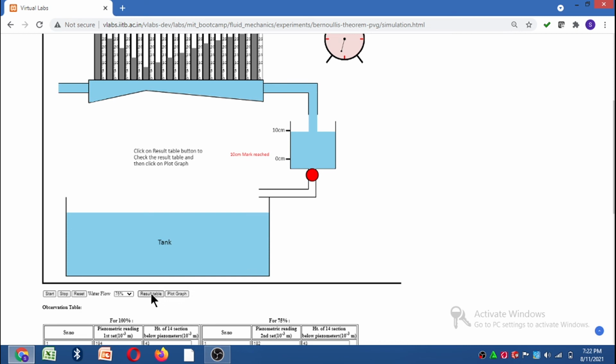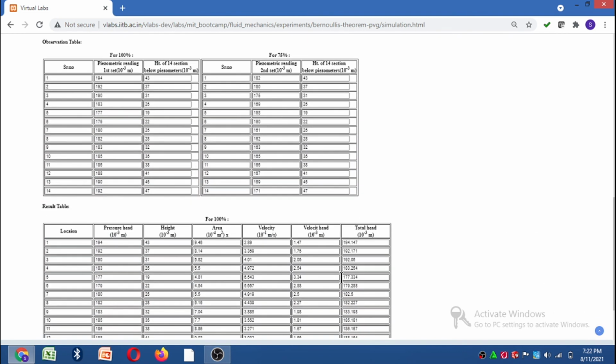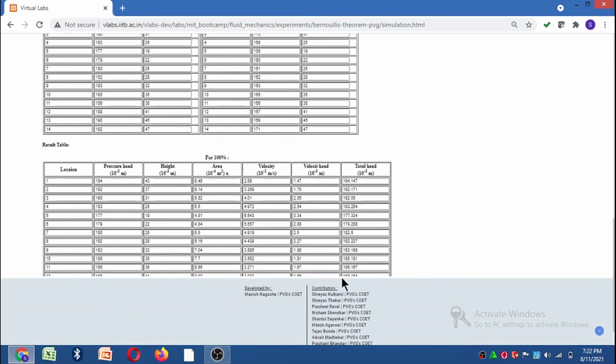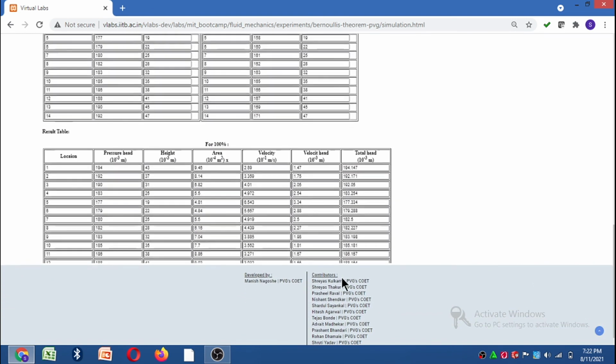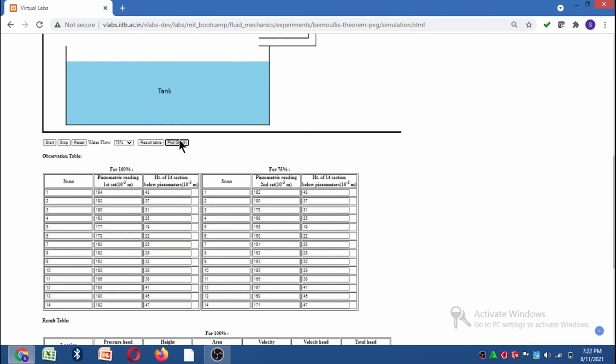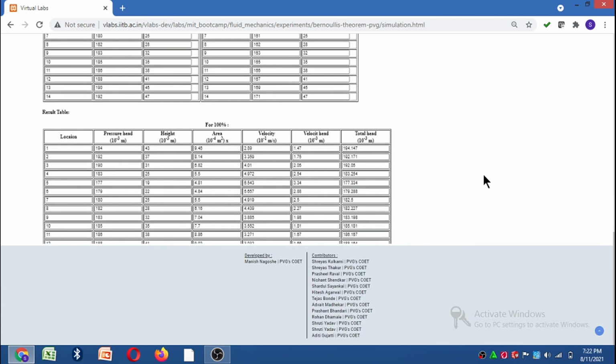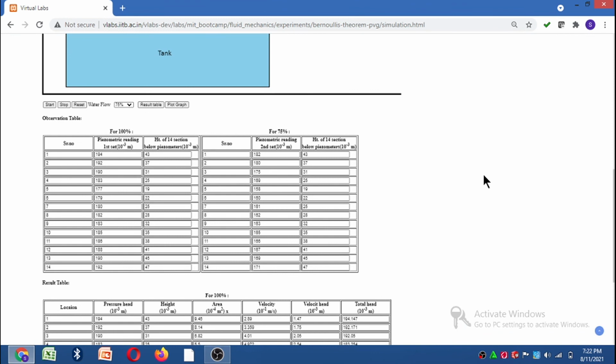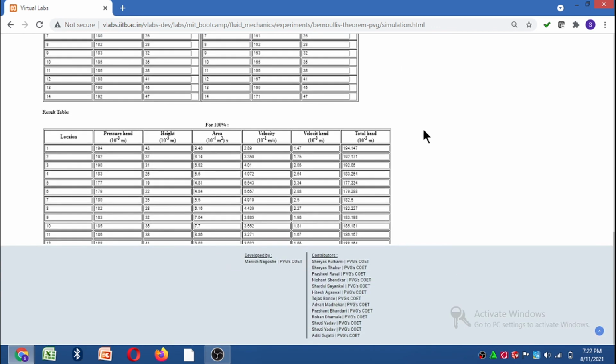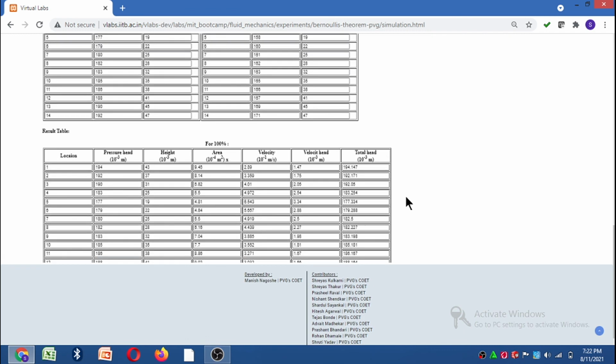The result table is also plotted here, and plot graph. The total result will be displayed. This is the result table, and then you click plot graph. The graph is also displayed. This side has a mouse cursor problem.